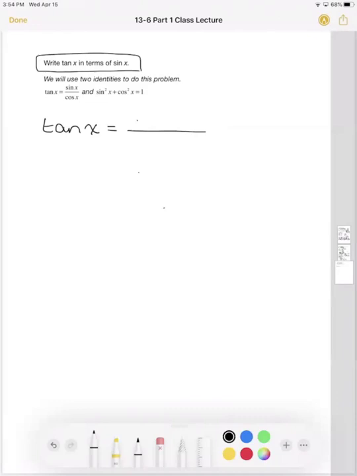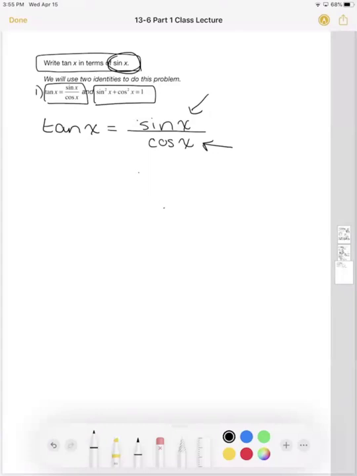Well, we're going to use two things. First thing we're going to use is our basic definition of the tangent in terms of sine and cosine. And so that identity, I'm going to go ahead and write that. The tangent of x is the sine of x over the cosine of x. Now I'm supposed to put everything in terms of sine x, and I've got the numerator, I've got sine there, but I want this denominator to be expressed in terms of sine and not cosine. So that's where my Pythagorean trig identity comes in.